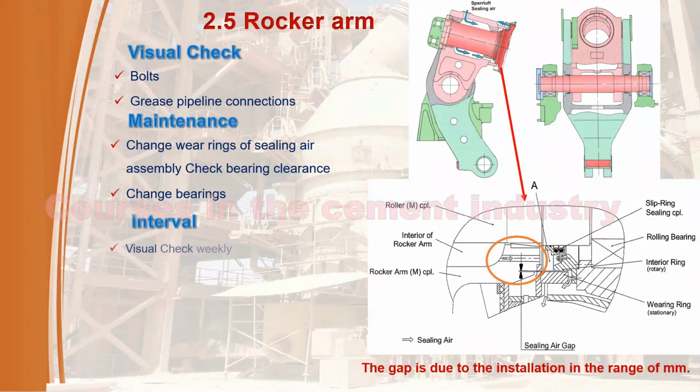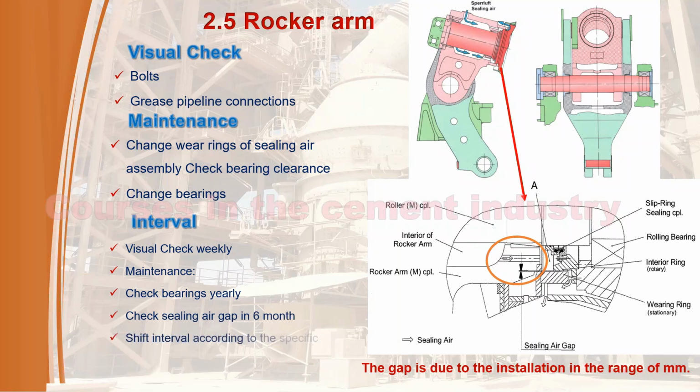Interval. 1. Visual check weekly. 2. Maintenance. 3. Check bearings yearly. 4. Check sealing air gap in 6 months. 5. Shift interval according to the specific wear behavior of the mill.